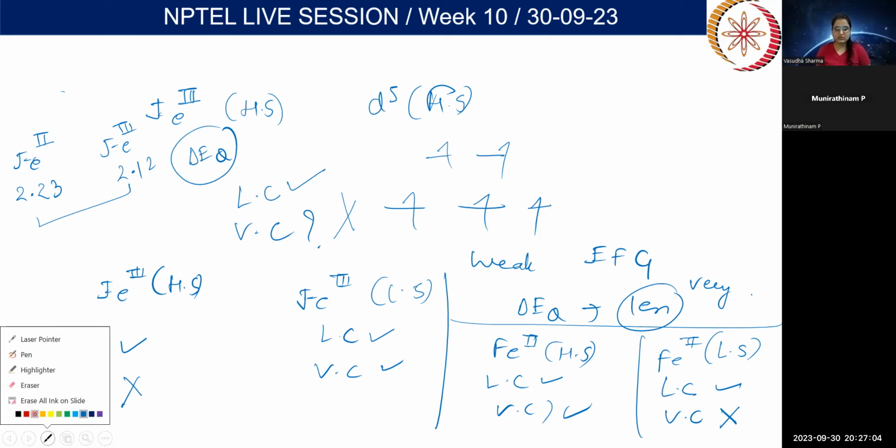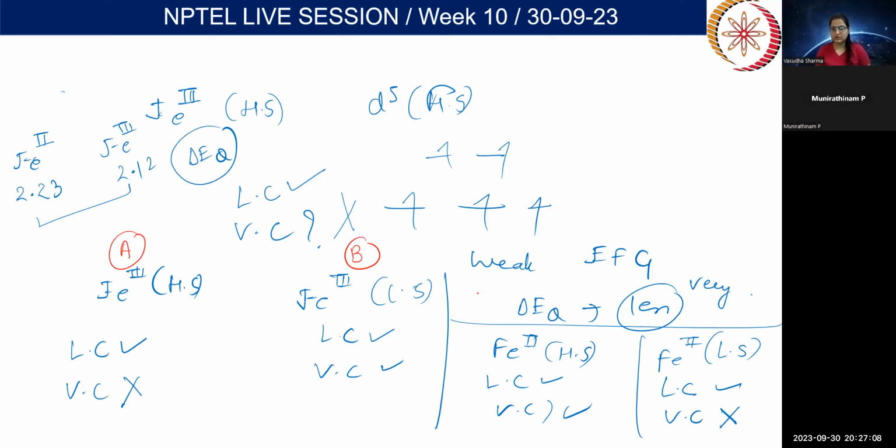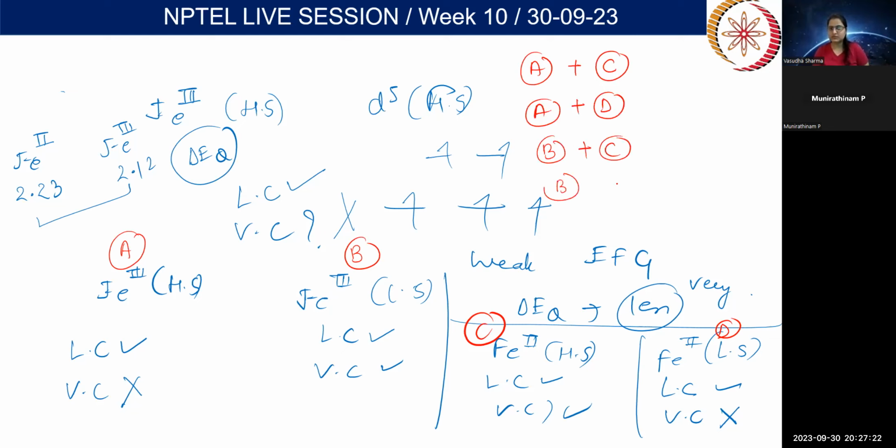Is this A, B, C, D? So the combination could only be A plus D, B plus C, and B plus D. So which one is right according to you? Look at the values of delta EQ and then decide.